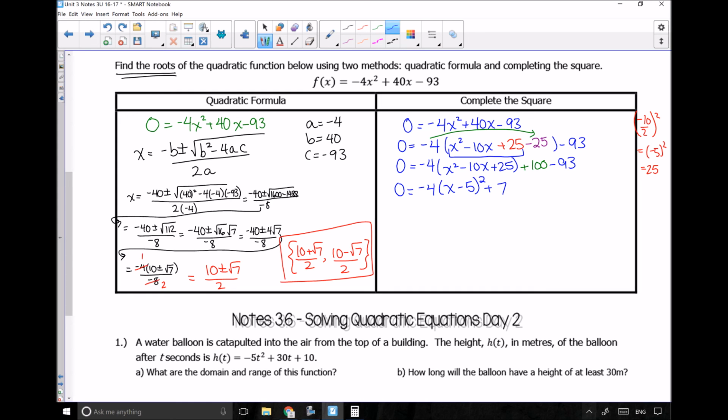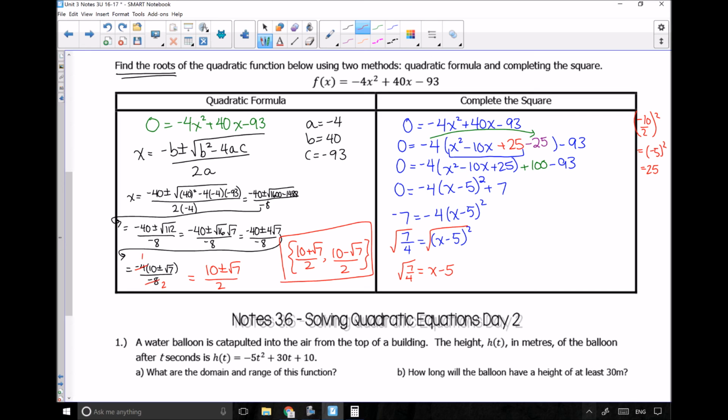All right, so now that I've done that, I'm going to get rid of this 7. I'm going to put it on the other side. So I get -7 equals -4 times x minus 5 quantity squared. Now I want to get rid of this -4, so I'm going to divide both sides by -4. So I get -7 over -4 equals x minus 5 squared. But the double negatives are allowed to cancel each other out, so I can just say it's 7 over 4. Okay, now in order to get rid of this square, I need to square root both sides. So I end up getting the square root of 7 over 4 is equal to x minus 5.